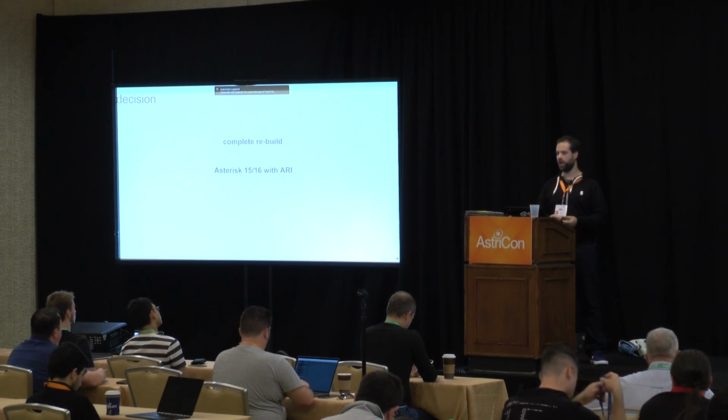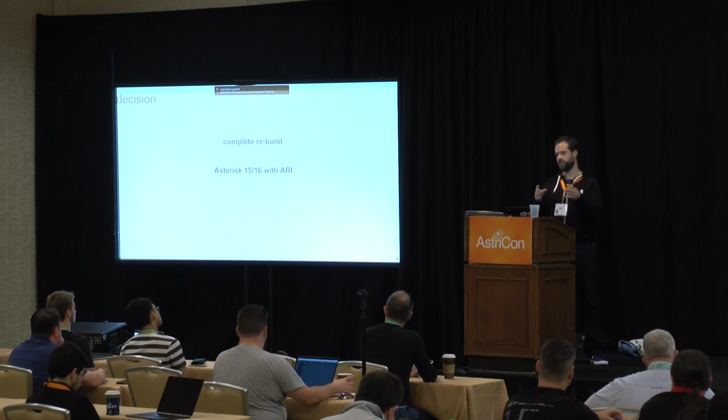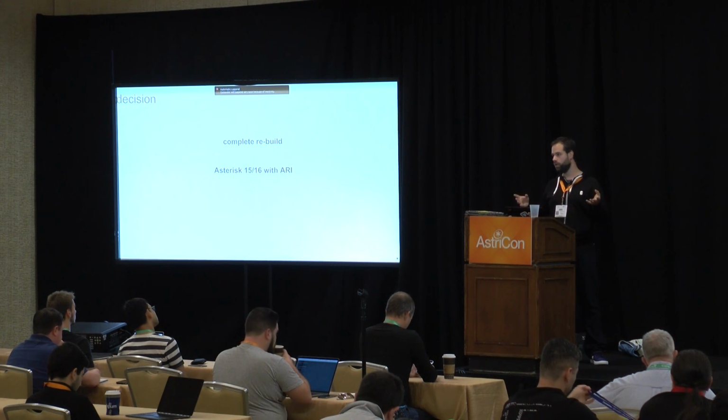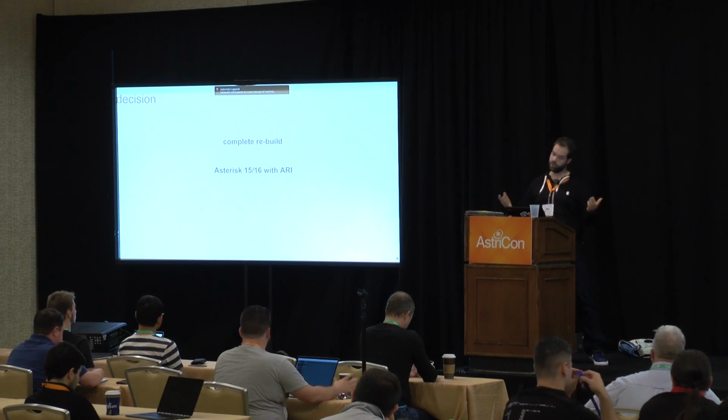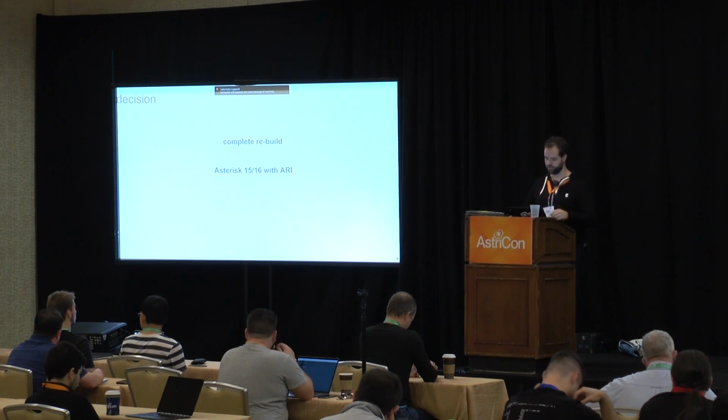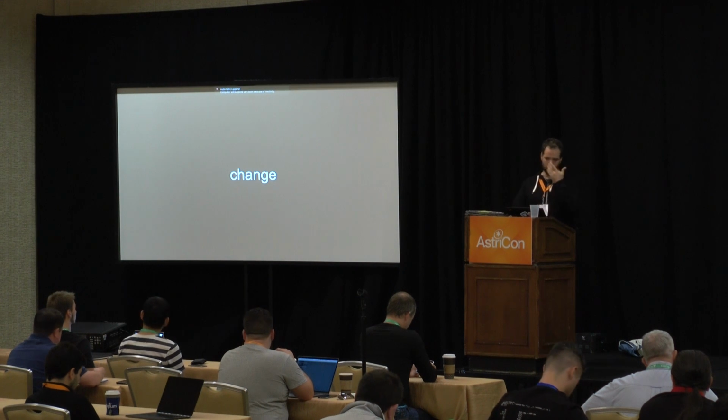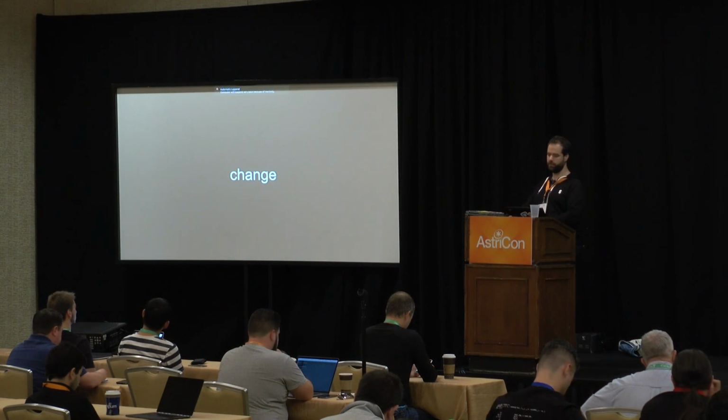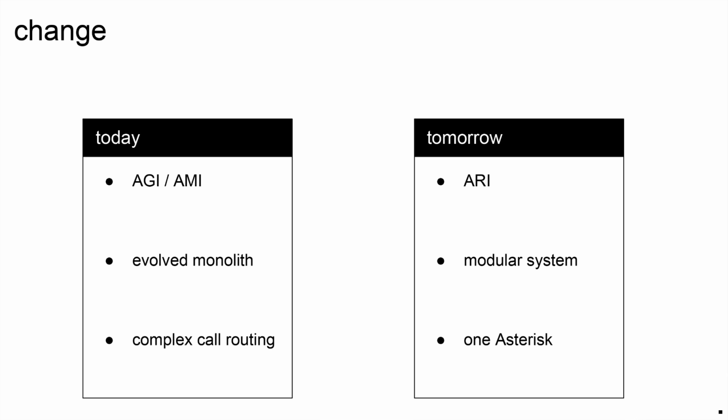So far we have AGI and AMI, which give us the control over the entire call. We get the same with ARI, but with just one interface. It's pretty easy, so in theory. So we need to change a bit, and today we have this AGI, AMI stuff. We want to get rid of that. We want to have ARI, just one interface for the entire call life.